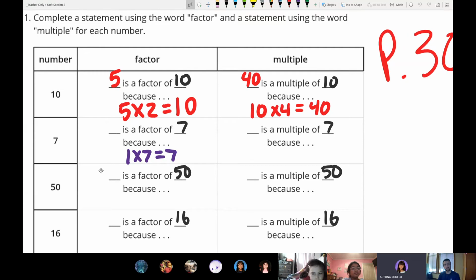Can I call on someone? Yeah, you can. Okay. Let's go to, or you can. Malia.